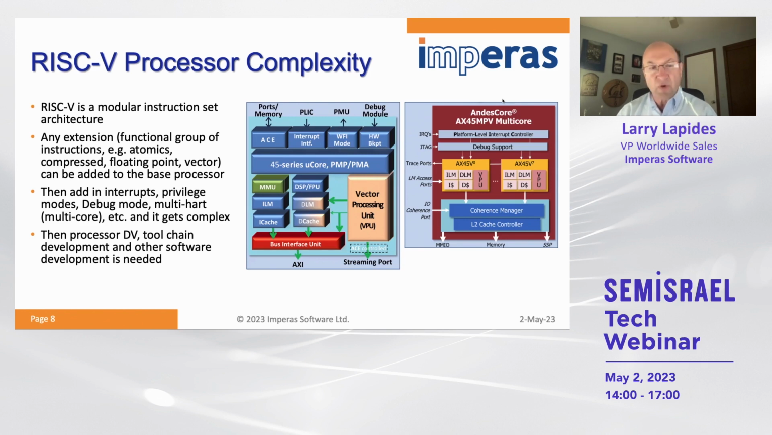So again, RISC-V is a modular instruction set architecture. Any extension, an extension being a functional group of instructions, such as atomics or compressed or floating point or vector, can be added to the base processor. Then you start adding in interrupts, privilege mode, debug mode, multi-hart, and it gets really complex. And then you have to worry about processor verification and the toolchain development and other software development. So just looking at the processor itself has a significant amount of complexity.